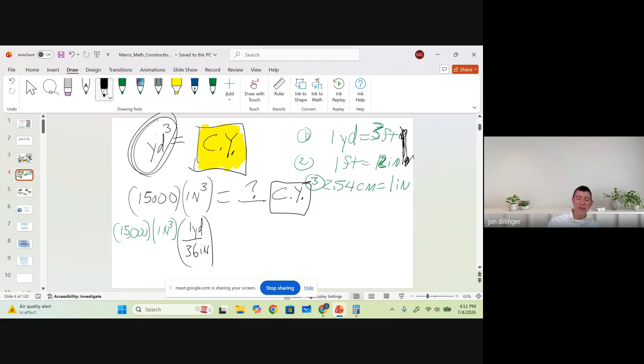Now you do it again twice. Now we have the yards, 3 of them in the numerator spot. That's what we wanted. So now just take out your calculator and compute.